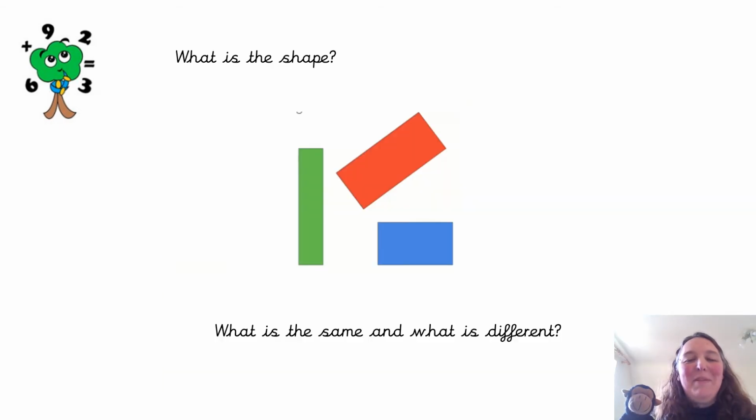Have a look at the shapes on this slide. Do you know the names of these shapes? Have a good look. What's the same about these shapes? What's different? Think about the sides of the shapes. Are they straight or curved? Think about the vertices. Maths Monkey, do you know what these shapes are called?